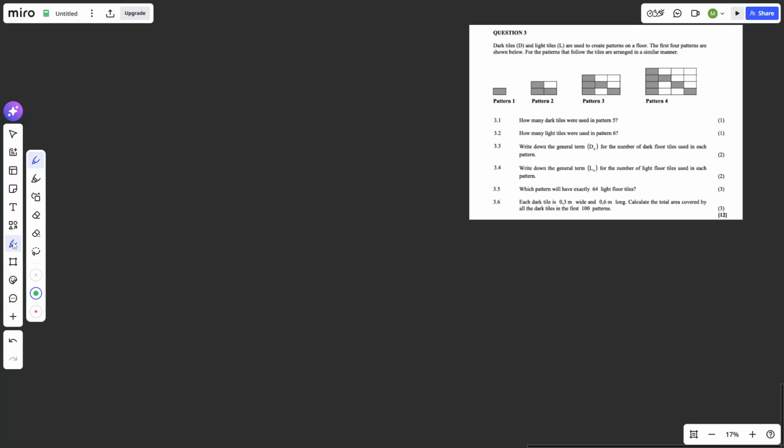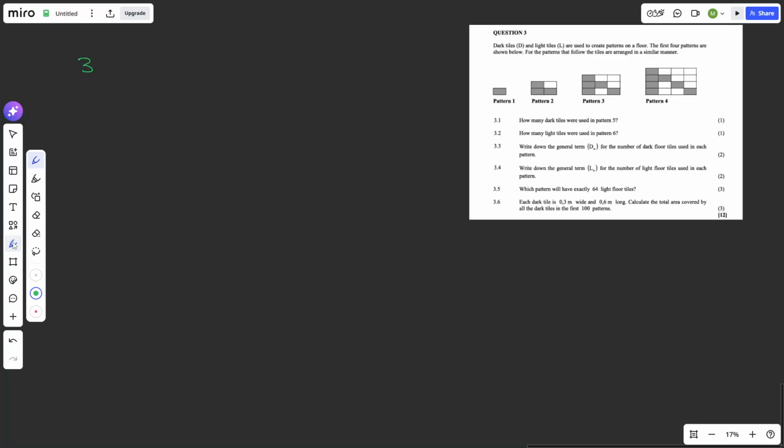For the patterns that follow, the tiles are arranged in a similar manner. So the expectation here is that these patterns follow a particular pattern, hence why this is number patterns. We should be able to derive some kind of formula that we can use to find the number of tiles on pattern 50, 100, etc. But let's tackle each of these questions and see how we go about resolving them.